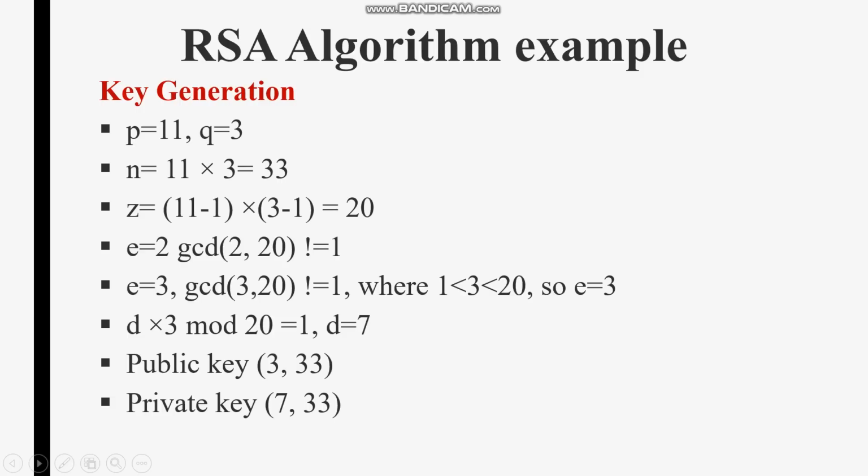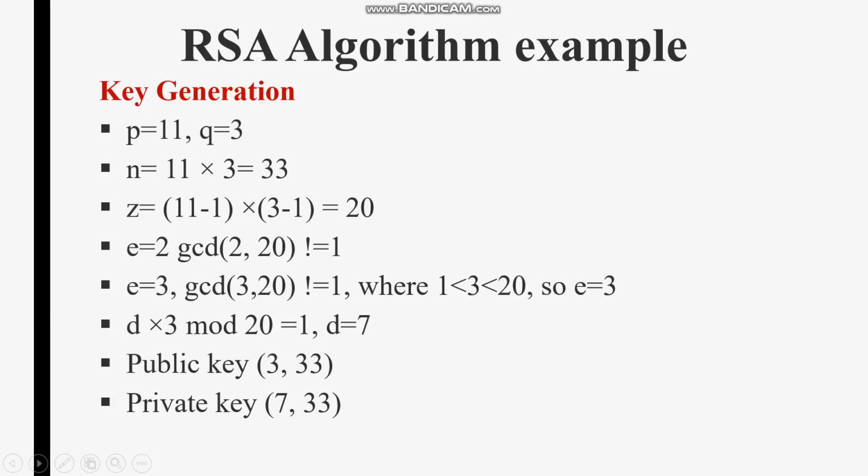First step is choose two large prime numbers P and Q. Second step is compute N. Third step is compute Z, which is (P minus 1) into (Q minus 1). P is 11 minus 1, Q is 3 minus 1. We get Z as 20.